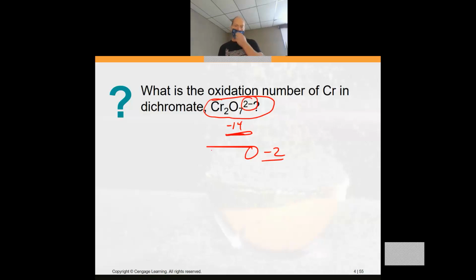So your chromium's not +14. It would be +14 if that was neutral. It is not neutral. It is -2. So this is a +12 because 12 minus 14 is equal to -2, which is our overall charge, which is what it has to be.